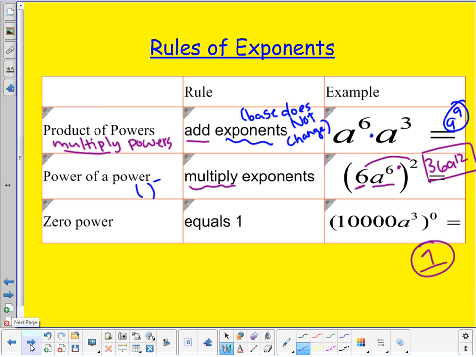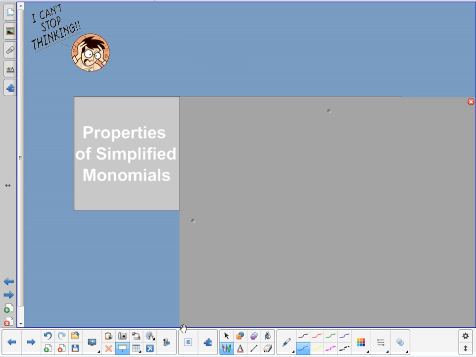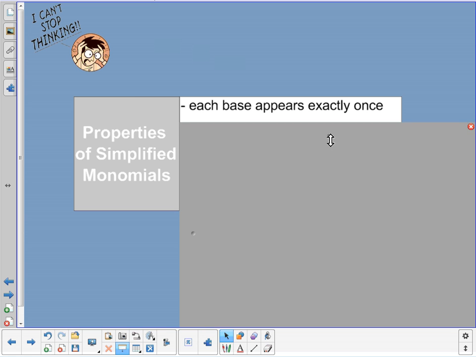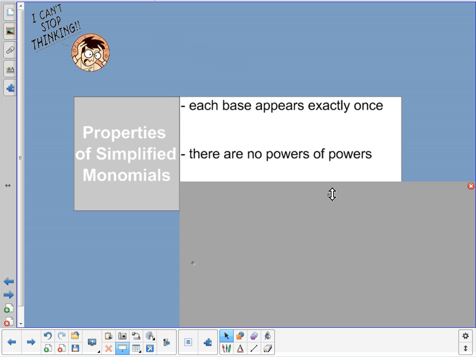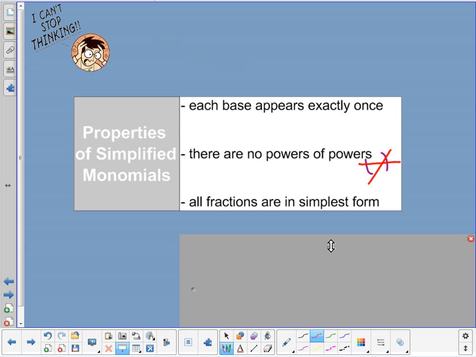Okay, so let's write out some steps here of what properties we need to have for simplified monomials. We know we need to have each base appearing only once. We need to have each base only one time. That's how it's going to be in a simplified form. We also know that there's going to be no power of powers left over, or in other words, you're not going to see any more parentheses. The parentheses are going to be gone. So we want our parentheses to go away. And then all fractions are in simplest form. We need to make sure that we reduce any fraction that we have there.